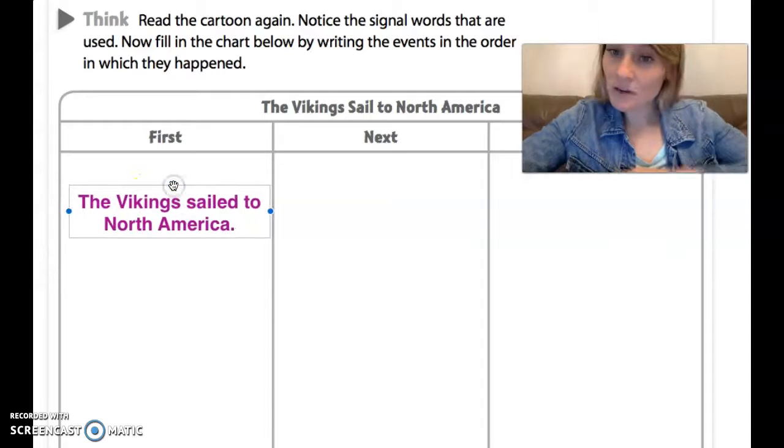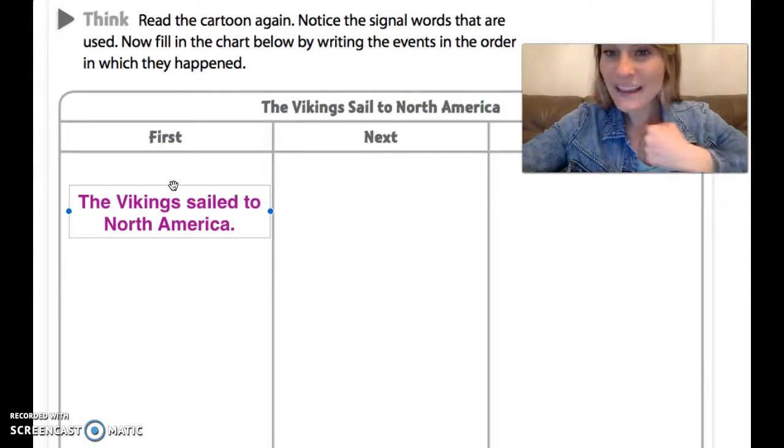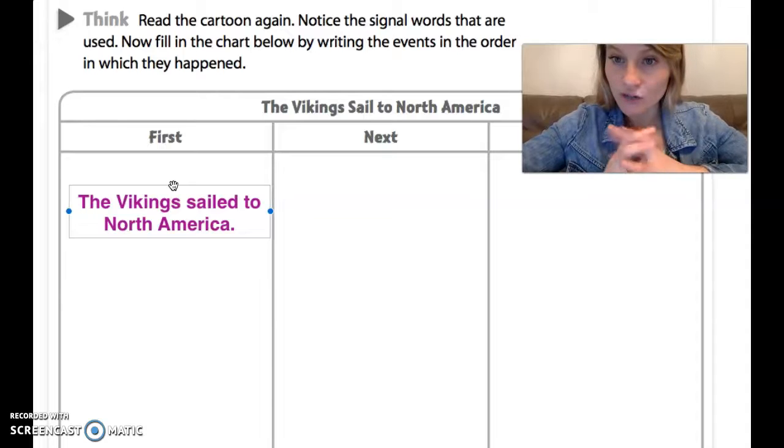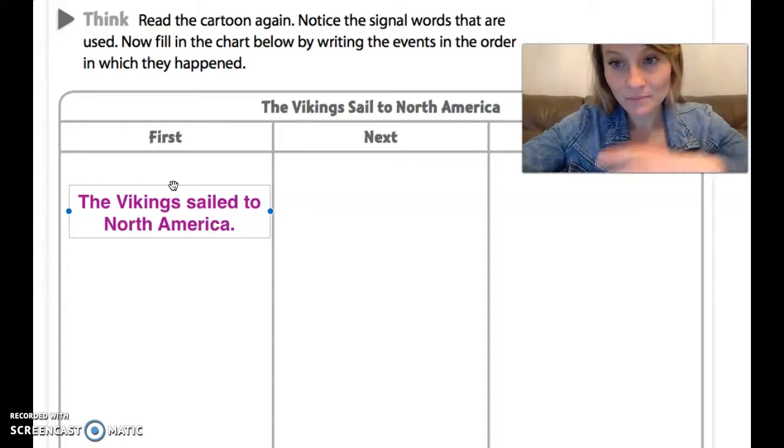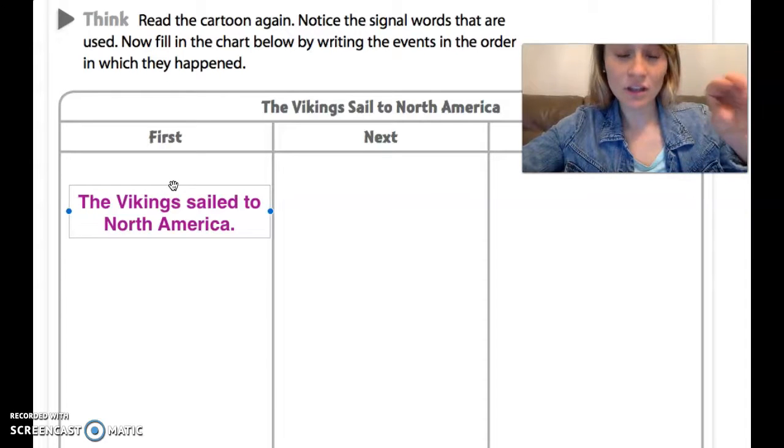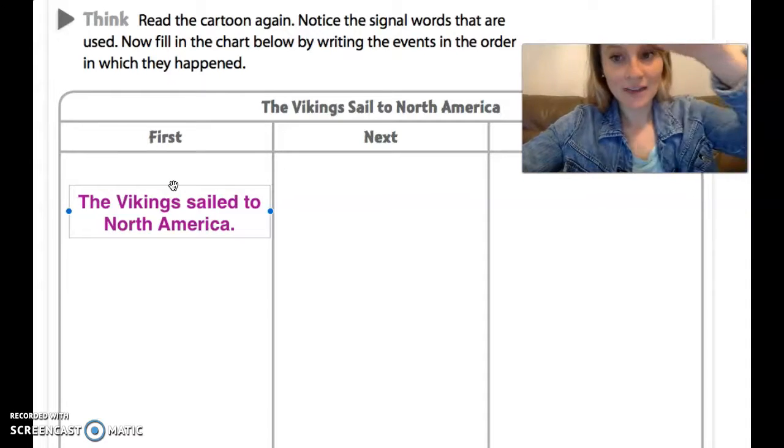Now, where is North America? We live there, right? It's our continent. We live in the United States of America, which is in North America. Can you think about any other countries that are in North America? What's right above us? Canada. Canada's in North America. What's right below us? Mexico. Mexico is in North America. So we have Mexico, the United States of America, and then we have Canada.